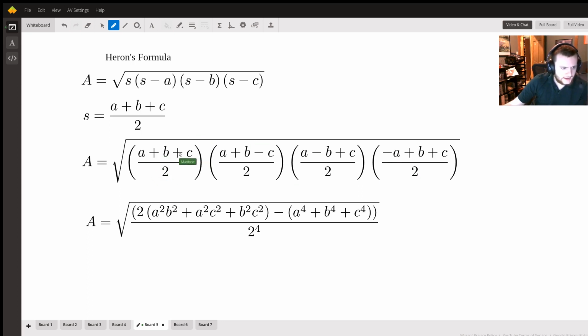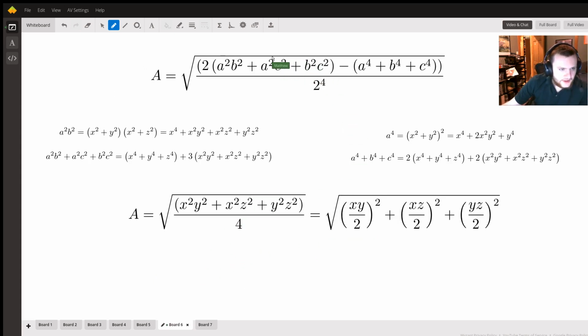And if we multiply the top all together, we get 2a squared b squared plus a squared c squared plus b squared c squared, minus a to the fourth plus b to the fourth plus c to the fourth, all divided by 2 to the fourth, because there's 4 2's along the bottom. If we expand out the right side of the top here, a squared times b squared, we fill in our values from here. We'll find that's x squared plus y squared times y squared plus z squared.